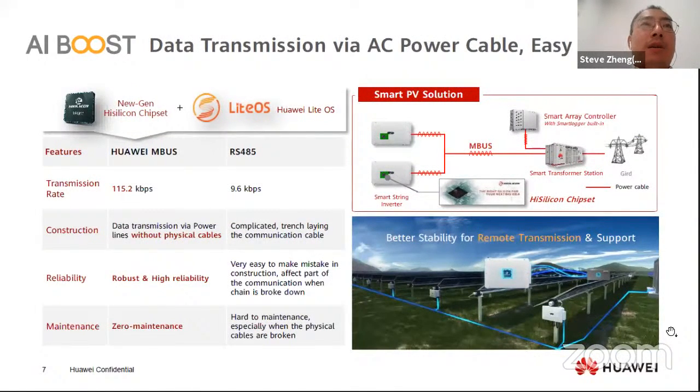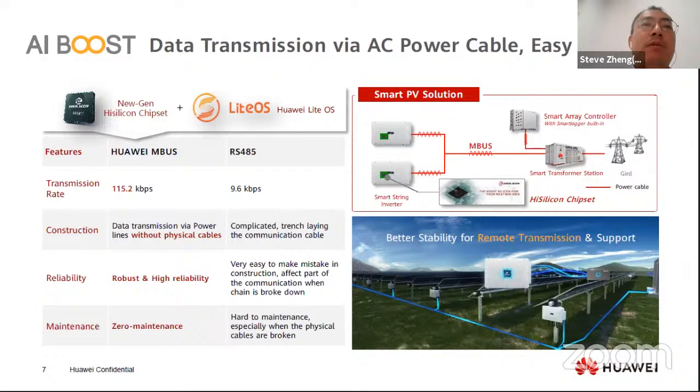And this technology is for the data transmission. What we are calling is MBUS. The MBUS consists of 2 important components. One is Huawei's own high silicon chipset, and the second one is Huawei's IoT operating system. Based on this technology, all the data will have a faster way of transmission. What is the effect? Firstly, the transmission distance is more than 1 kilometer. It can support a maximum subarray capacity of up to 15 megawatts.